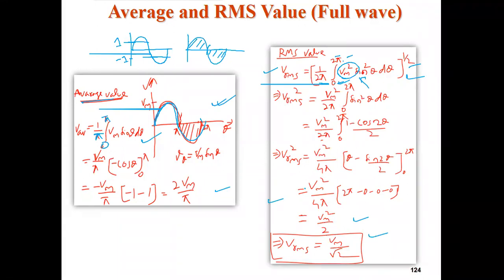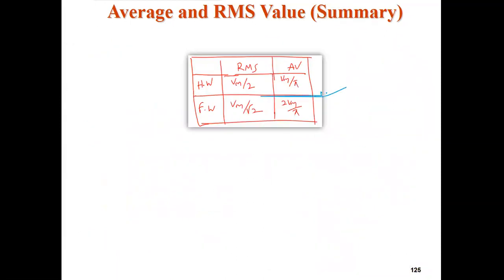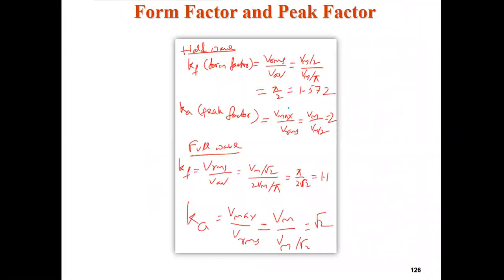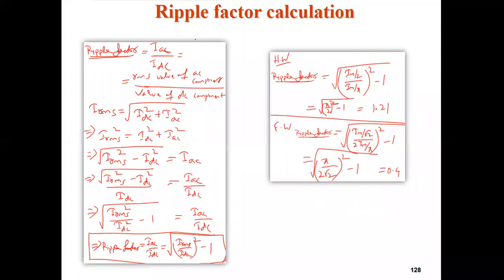So the four values I got here are V RMS and V average of the full wave, and similarly V RMS and V average of the half wave rectifier, and those are tabulated here. This table you definitely remember, because most of the times in the problems you require it for any sort of conversion. This is used for the efficiency calculation and ripple factor calculation, which are very much important. So definitely you will get a question.